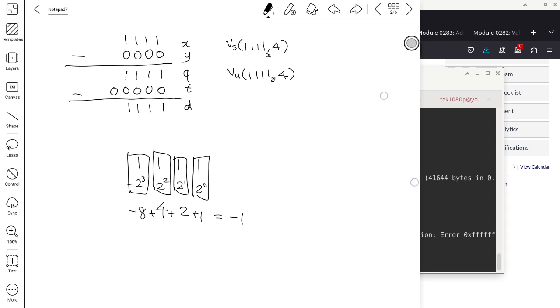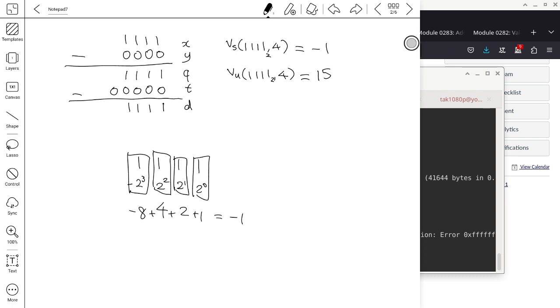All right, so I'm just going to answer this question here. This is negative 1, and this is going to be what? 15, that's right, because instead of subtracting the 2 to the power of 3, we're adding the 2 to the power of 3 in the VU interpretation, the unsigned interpretation. So in this case, we can see that in the signed interpretation, x is less than y, in the unsigned interpretation, x is not less than y. Does that make sense? Because negative 1 is less than 0 is true. 15 is less than 0 is not true.